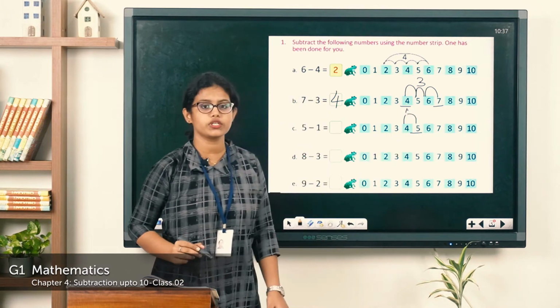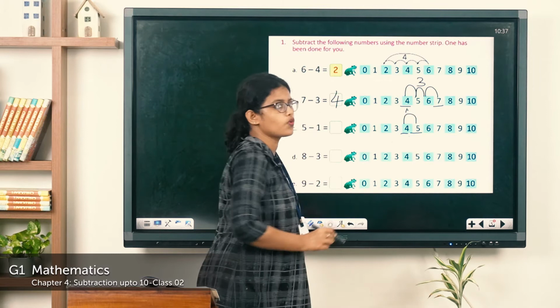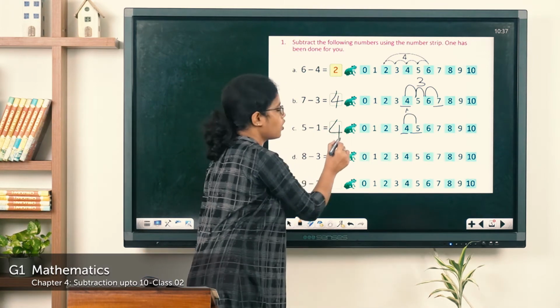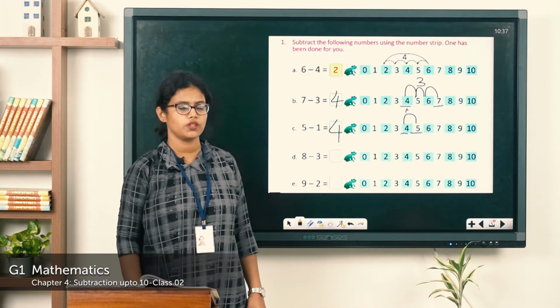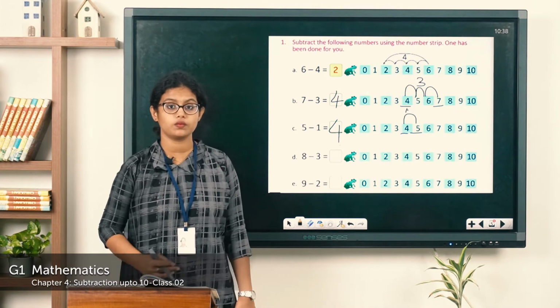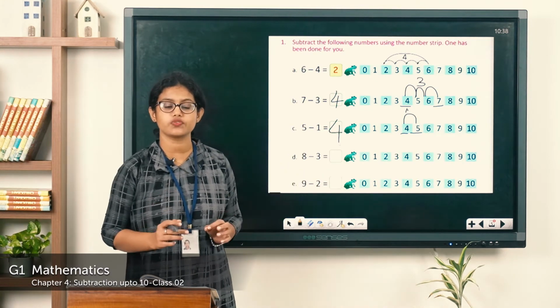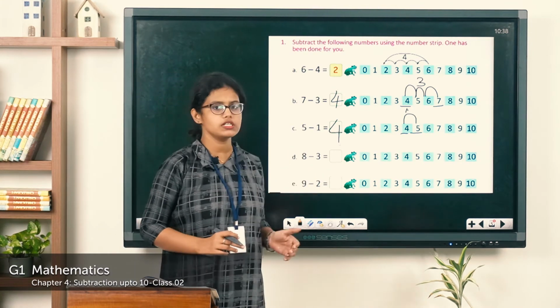So you reached at which number? Number 4. So what is 5 minus 1? 5 minus 1 equal 4. So we got the answer. Now let's do the next one. So 8 minus 3. So which is the first number? The first number is 8.